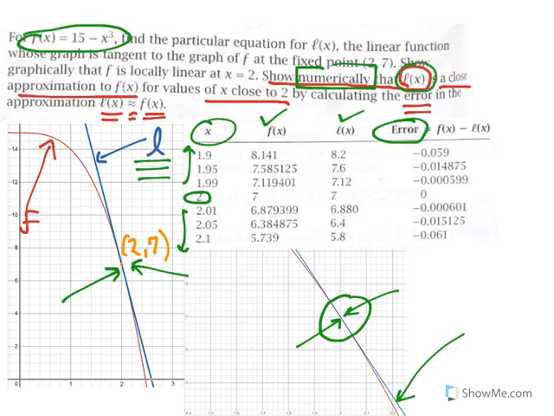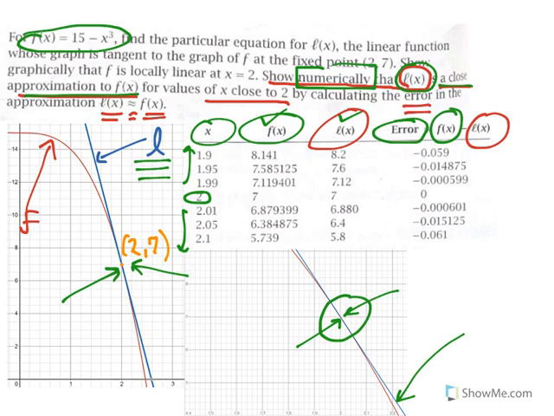Show numerically that L of x is a close approximation to f of x for values of x close to 2 by calculating the error in the approximation L of x is approximately equal to f of x. So we just find the actual value of the function given by f of x and subtract from that the approximate value for the function given by L of x, the linear approximation for f at x is equal to 2.